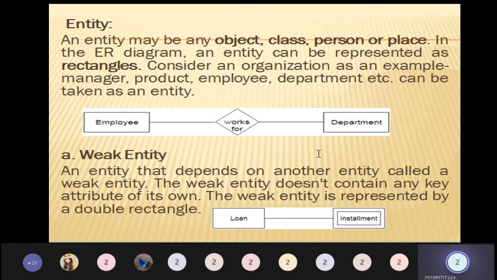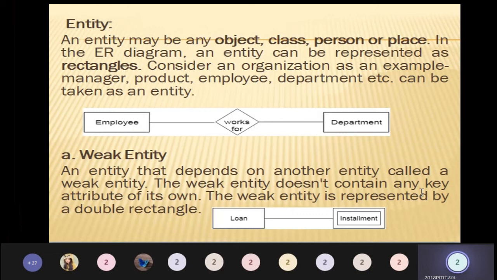Okay. So the weak entity, the entity that depends on another entity, is called a weak entity. The weak entity does not contain any key attributes of its own. When you are drawing the ER diagram and using a weak entity, you draw a double rectangle. So a weak entity is represented by the double rectangular box.